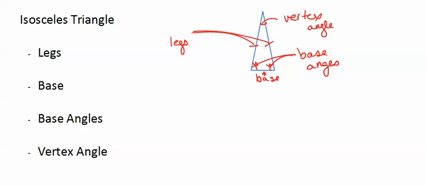A theorem that we'll be exploring a little bit later shows that because the sides of an isosceles triangle are congruent and that the opposite angles correspond to those sides, the base angles will also be congruent.